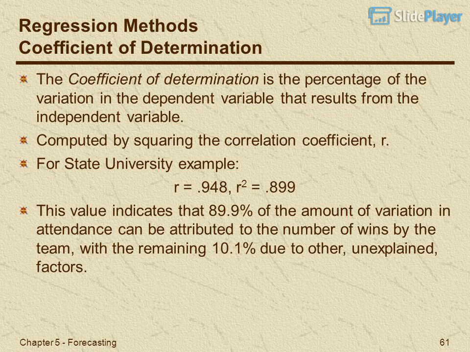The coefficient of determination is the percentage of the variation in the dependent variable that results from the independent variable. It is computed by squaring the correlation coefficient, R. For State University, R equals 0.948, R2 equals 0.899. This value indicates that 89.9% of the amount of variation in attendance can be attributed to the number of wins by the team, with the remaining 10.1% due to other, unexplained, factors.